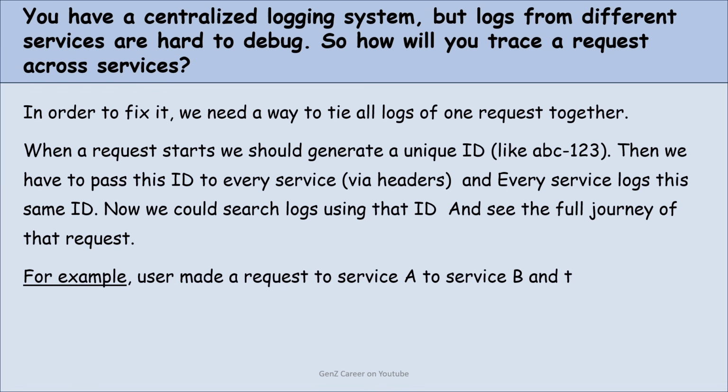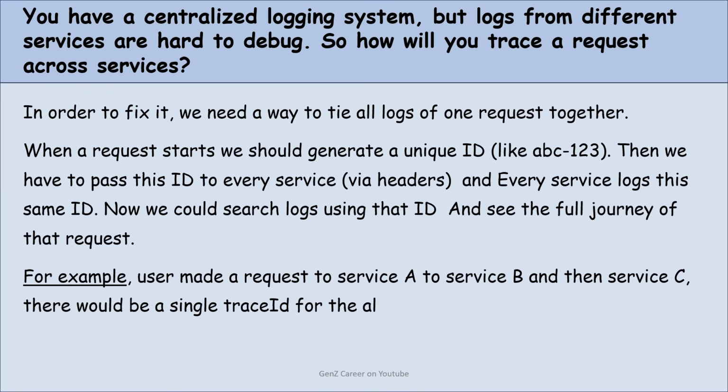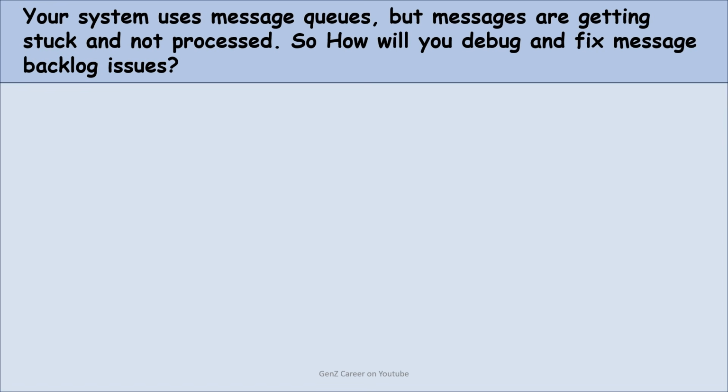For example, the user made a request to service A, to service B, and then service C. Then there would be a single trace ID for all the service logs. Are you getting my point? Next question is, guys, your system uses message queues, but messages are getting stuck and not processed. So how will you debug and fix the message backlog issue?